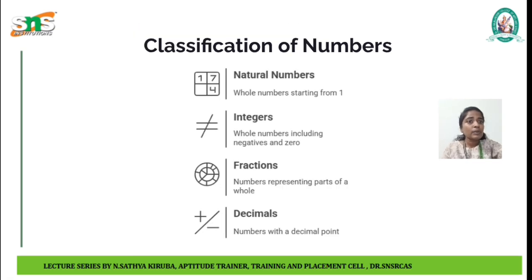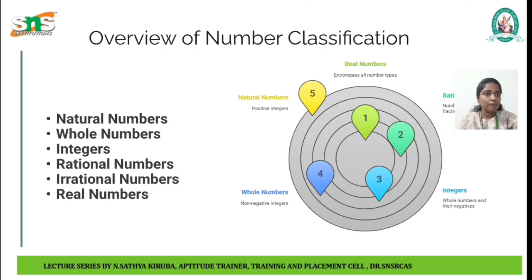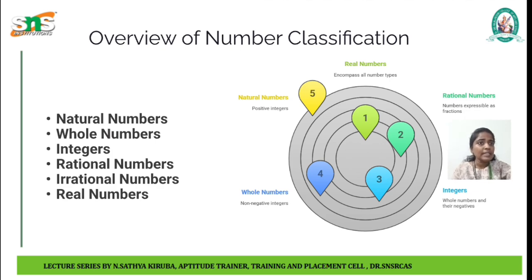Next, when it comes to classification of numbers, we have different types of numbers: natural numbers, integers, fractions and decimals. Let us learn about it in detail. Now here in this picture there are different types of numbers: natural number, whole number, integer, rational, irrational and real number. Now we should understand how that is located in a number system.